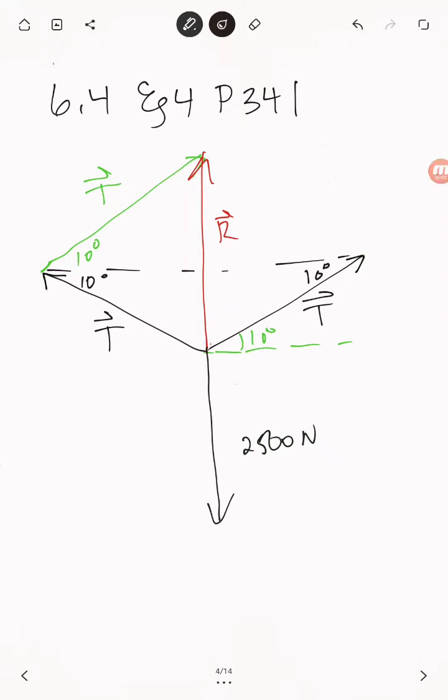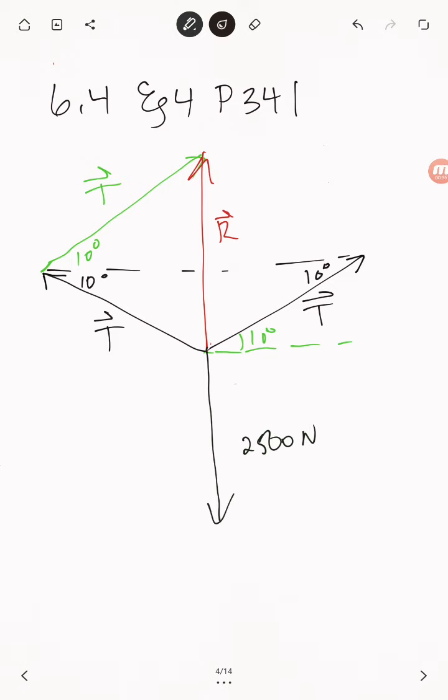Hi again, guys. This is 6.4 example 4, page 341 in your textbook. So this is a force vectors example. Tension is a force. And I'm going to be doing it the way it's done in the textbook in this video. And then tomorrow in our live class, I'm going to be doing it with vector components. So I wanted to show you two ways of doing the same question with two different techniques.